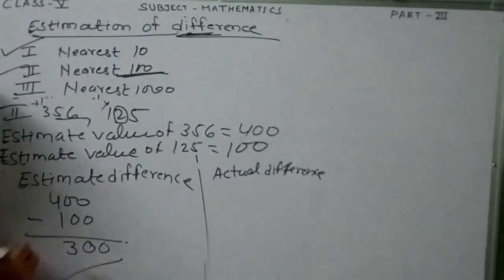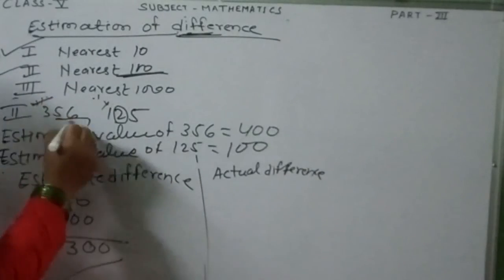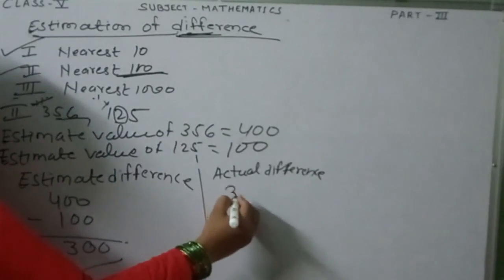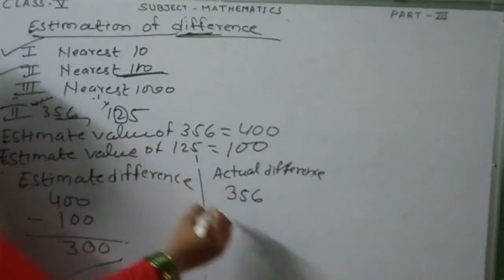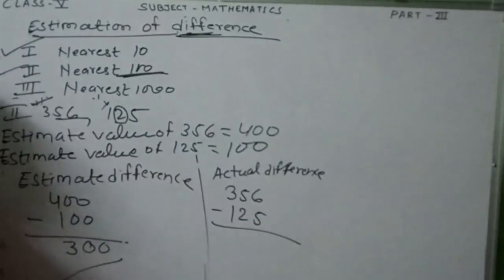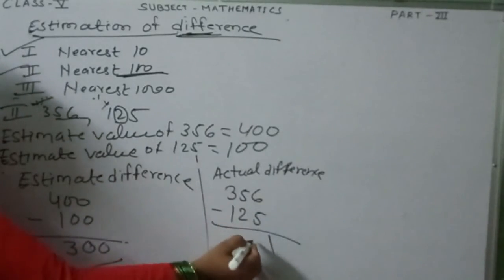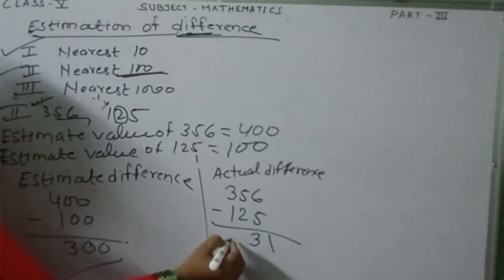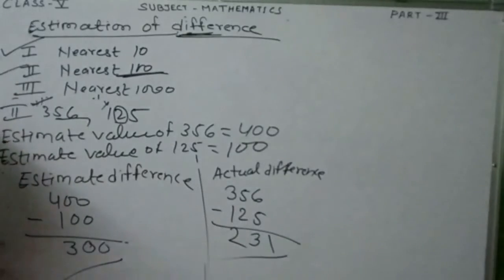Okay, actual difference. At that time you have to write the actual numbers. What are the actual numbers? 356, and the next one is 125. Subtract the numbers. 6 minus 5 is 1, 5 minus 2 is 3, and 3 minus 1 is 2. That is your actual difference, and this one is the estimate difference.